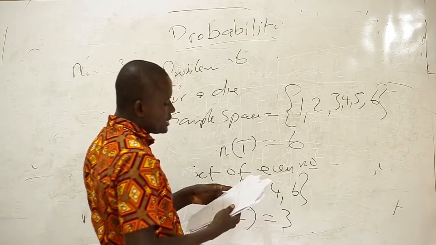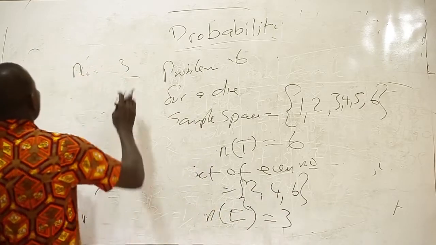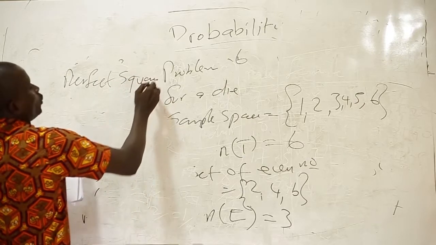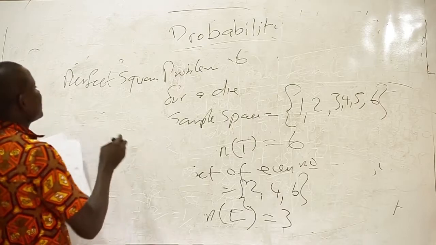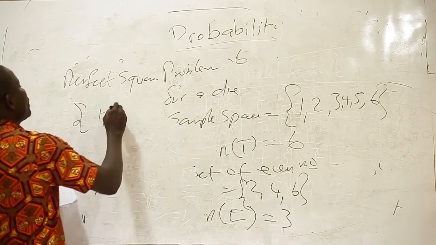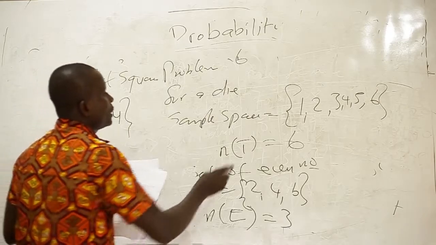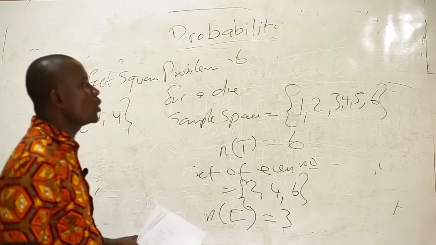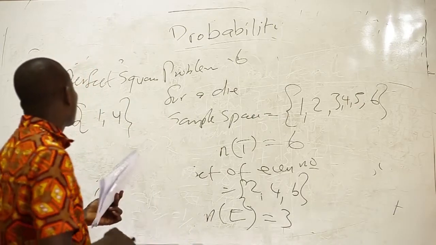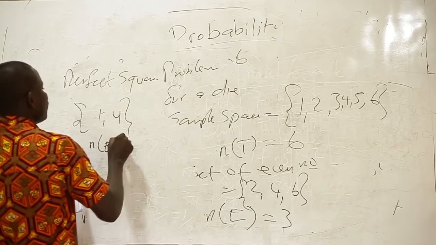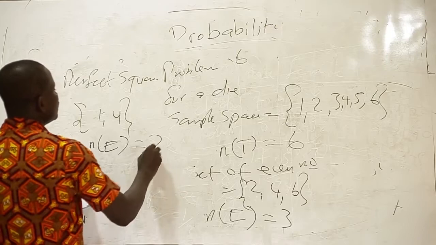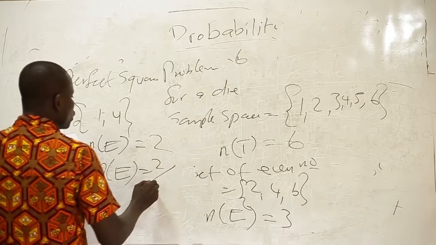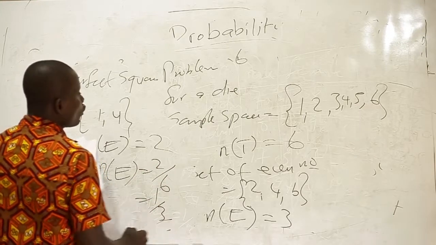So let's see. You said a perfect square. So, what are a set of perfect squares? The perfect squares here are 1 and 4. We've already learned about that, if you remember perfect squares. Perfect squares are numbers which have a perfect square root, so you're not getting a remainder behind it, let's say 1 point something. No. So once again, n event, if I say n event, I'm talking about n perfect squares, is 2. So P perfect squares is 2 over a total of 6, and that constitutes 1 over 3.